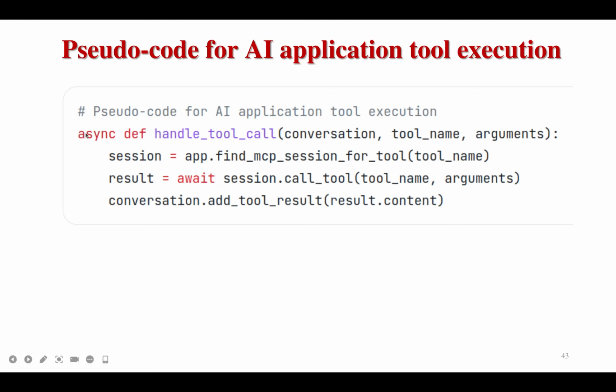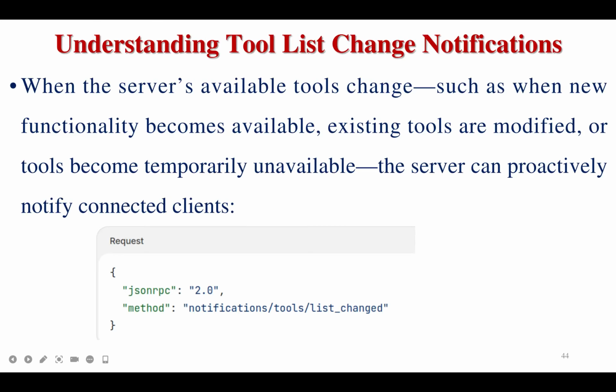So this is just a pseudocode. It's an async function, handle tool call. So first we are checking, right? For this tool call we are sending the conversation, then the tool name and the arguments. So the session takes find MCP session for the tool, whether you establish a new session or if it is available, that particular session is taken, and then you are calling the tool, right? You are calling the tool with the tool name and the arguments. That result is there, and you are adding the result of the call to the conversation. So you can see here conversation dot add tool result.